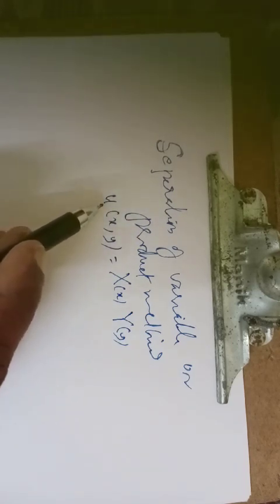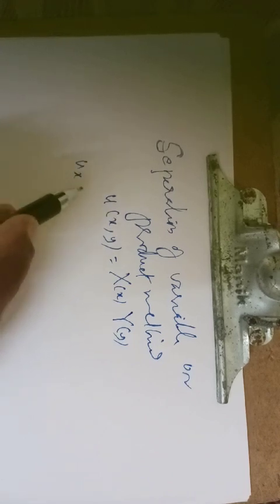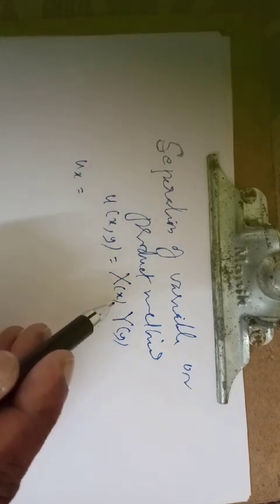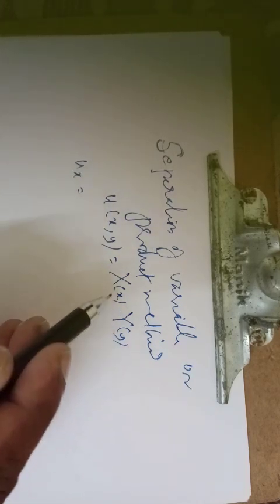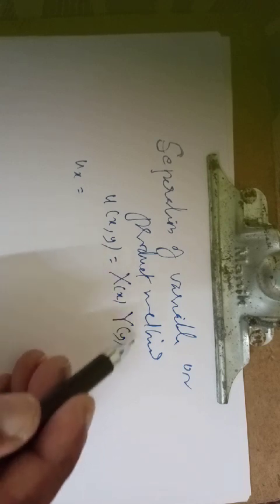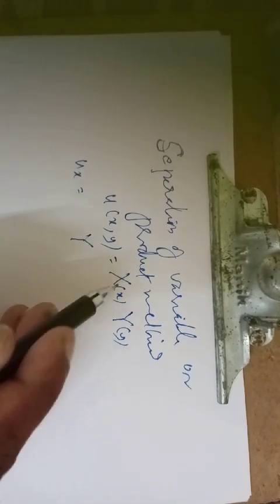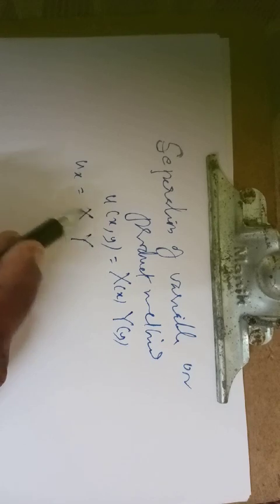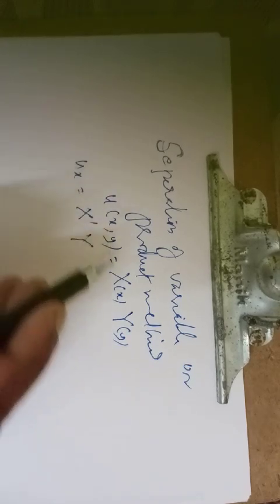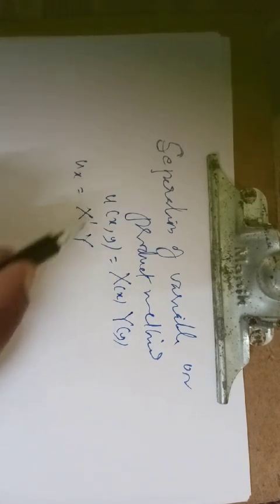For substitution, you may need partial derivatives. u_x, what is the meaning? ∂u/∂x. ∂u/∂x means we are treating the other variable as constant. When we differentiate with respect to x, we keep the other as constant, left fixed, no change. But we take the derivative of X, X dash. This derivative of u, that is the product XY with respect to x, that is u_x is X dash Y.